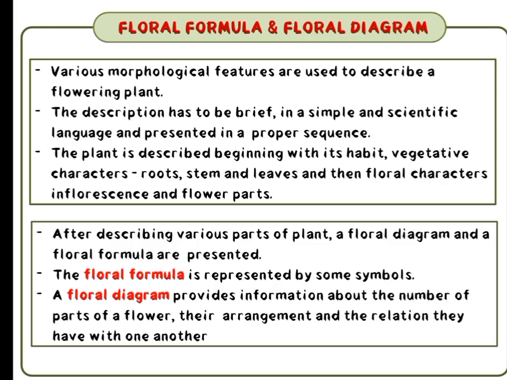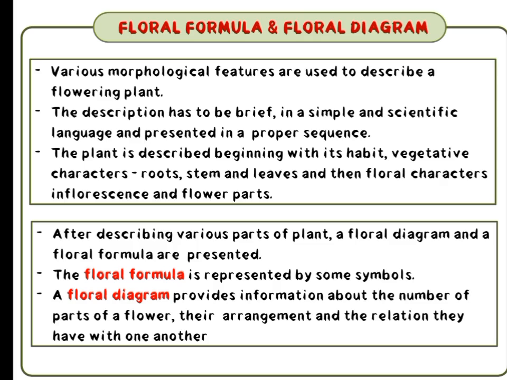When you are describing a flowering plant, that description should be brief. Brief means there is no need to frame any complicated sentences. For example, when a flower is in bisexual condition, there is no need to write "the flower is in bisexual condition." Instead, you just write flower hyphen bisexual. That's enough. The description should be as brief as possible, and in simple words.